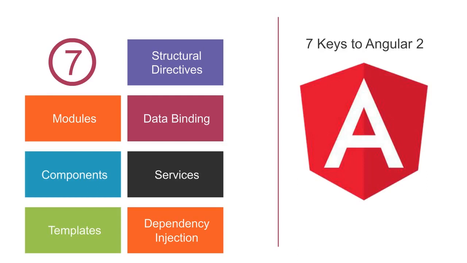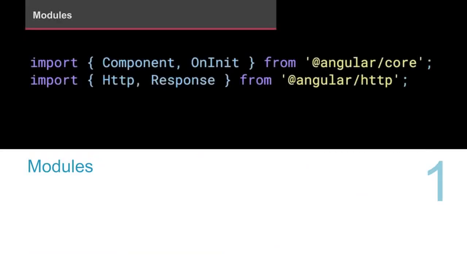And then also, we can use structural directives to help us create different DOM objects. So we've got these 7 concepts. Let's take a look at each real quick. And if you know these 7, you're going to be able to build a lot of applications.